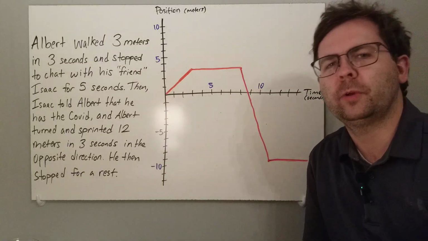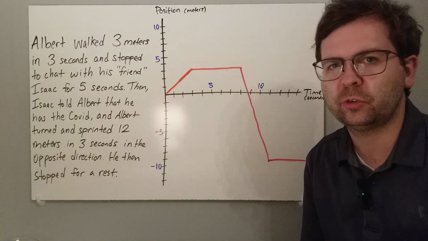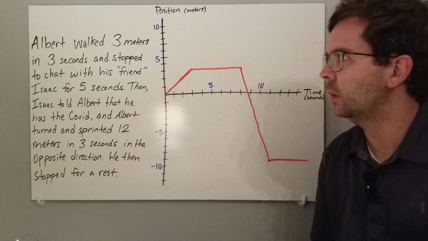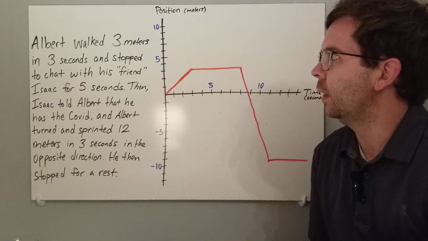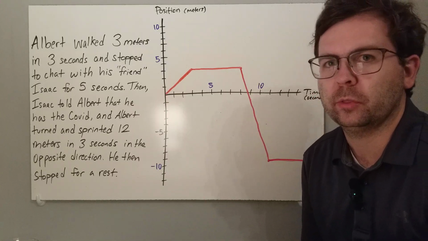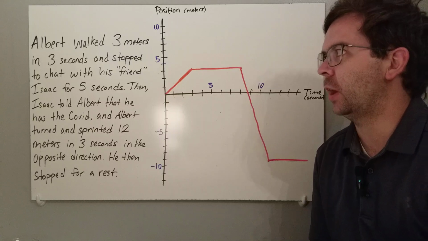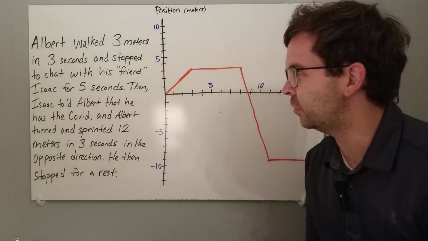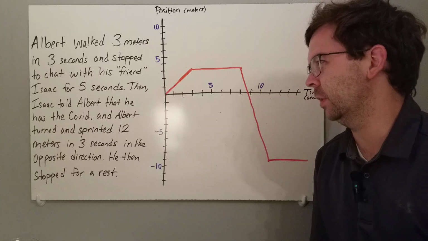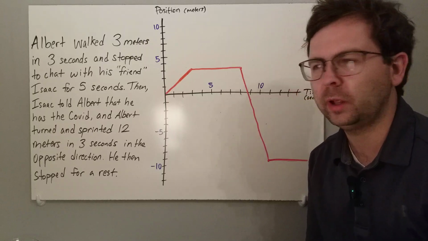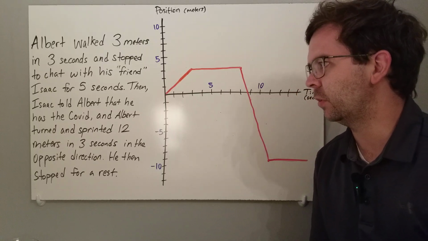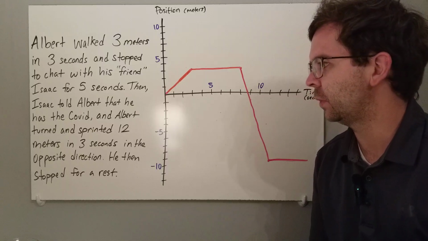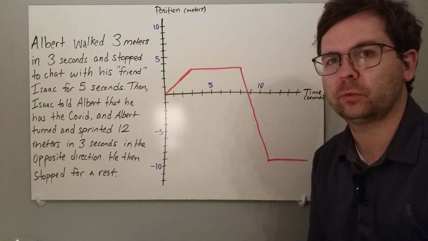Hi, in this video, I want to show you how to use position versus time graphs. Let's start with an example. Albert walked 3 meters in 3 seconds and stopped to chat with his friend Isaac for 5 seconds. Then, Isaac told Albert that he has the COVID, and Albert turned and sprinted 12 meters in 3 seconds in the opposite direction. He then stopped for a rest.